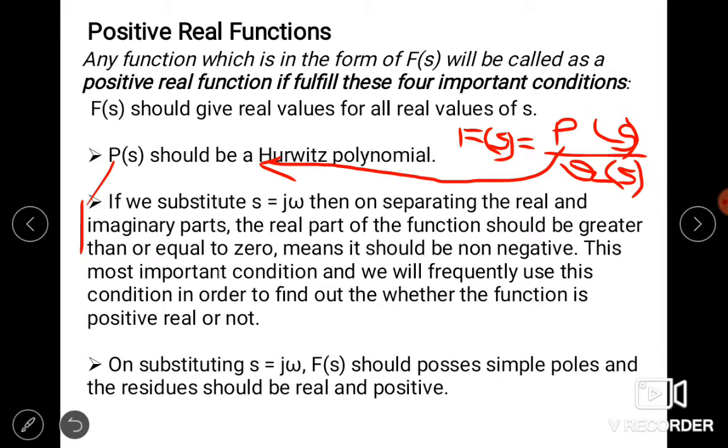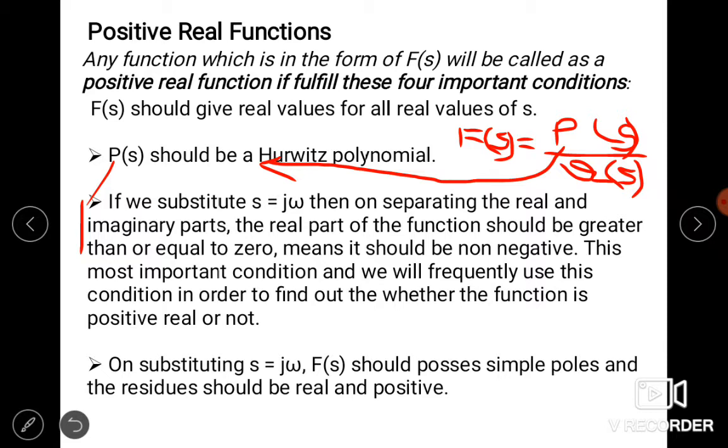And in further examples we have taken, replacing s with j omega, it will be more clear to all of you. And the interpretation of what s equal to j omega means will be clearer while we are solving the equation. Now the third one is on substituting s equal to j omega.